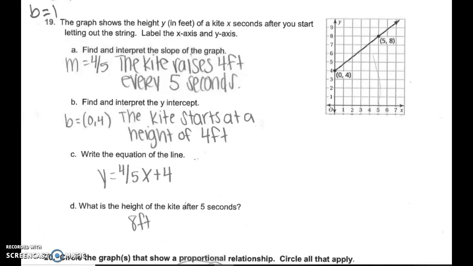So you take the slope and the y-intercept and you just put those into your equation in slope-intercept form. Y equals 4/5 x plus 4. And for question D, we're just using the line to evaluate the height of the kite after 5 seconds, which would be this point right here, is 8 feet.